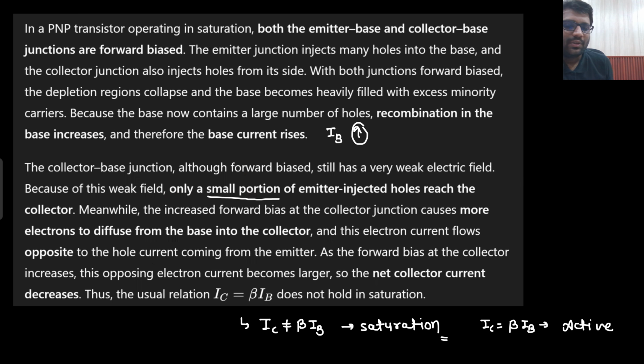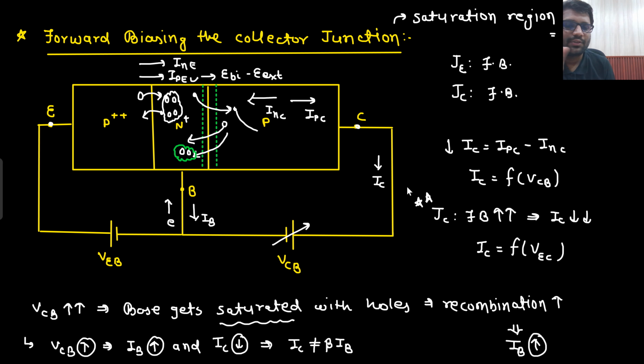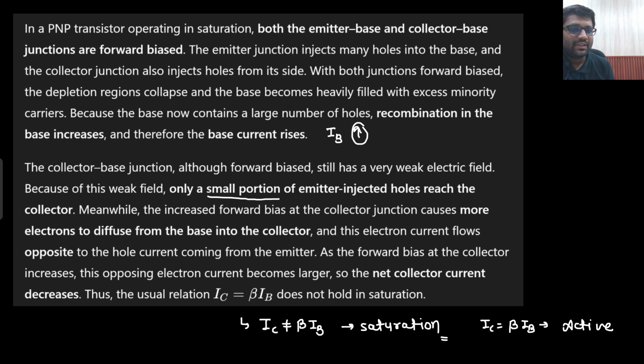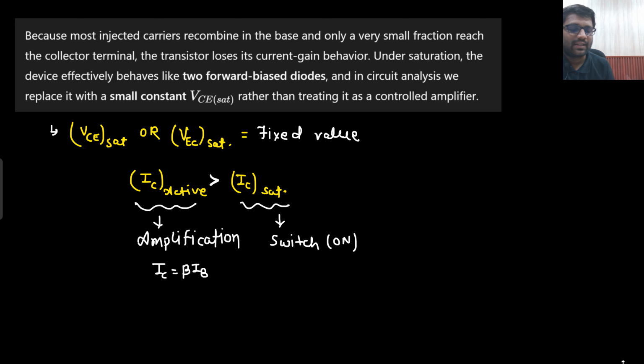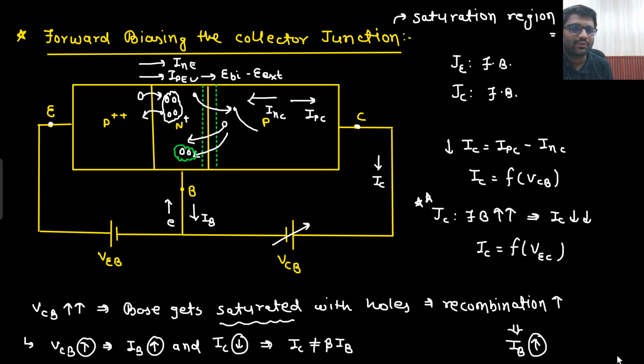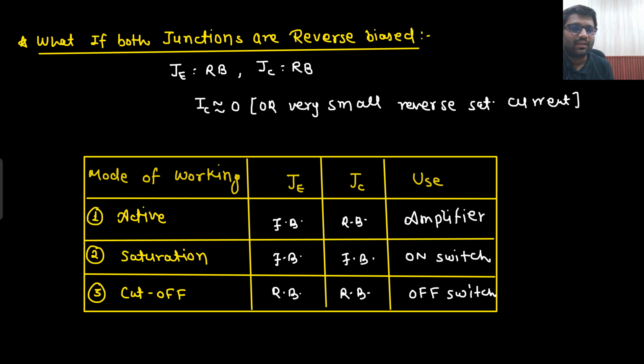So now you have understood our regions of operation. First, you understood forward biasing the collector junction. If I forward bias this collector junction, then my IC current is going down, IB current is going up. It is simply working as 2 forward biased diodes. So I can simply replace it with a battery, or I can say that the collector to emitter voltage is nearly fixed. So it is working as an on switch. When both junctions are reverse biased, very little current would flow, nearly zero collector current. So it is working as an off switch.